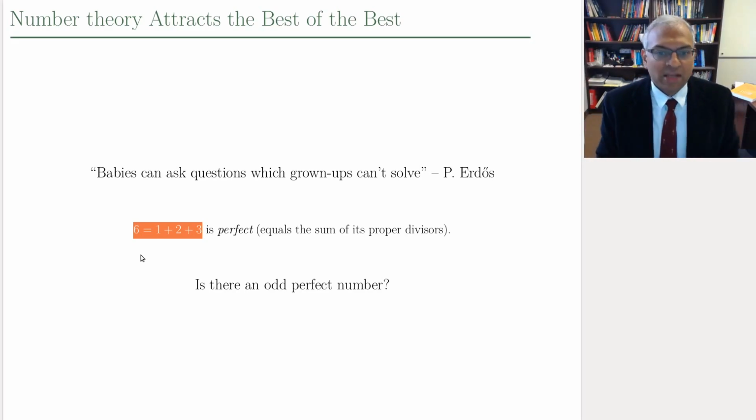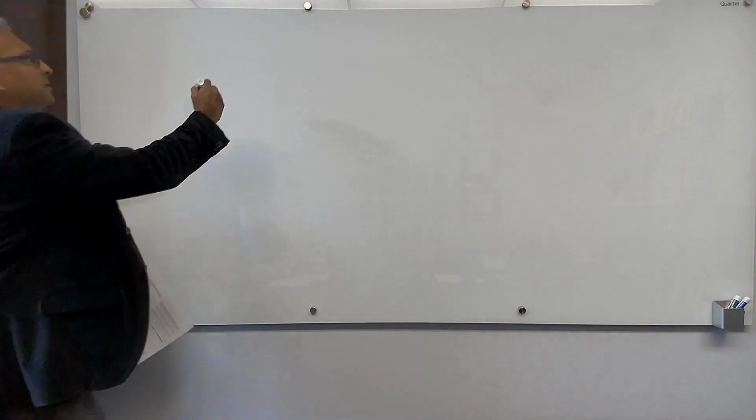So, how many perfect numbers can you find? We don't know. Such a simple question, we don't know. Is there an odd perfect number? We don't know. So let's at least talk about what we do know. We'll start from the basics and let's go to the board. Number theory basics.